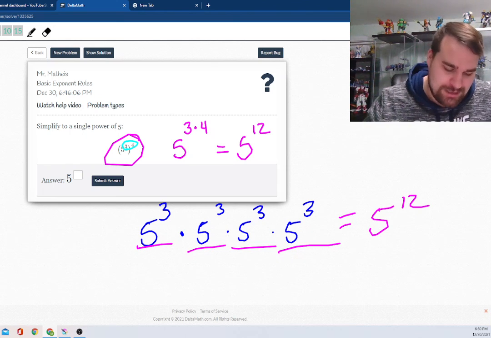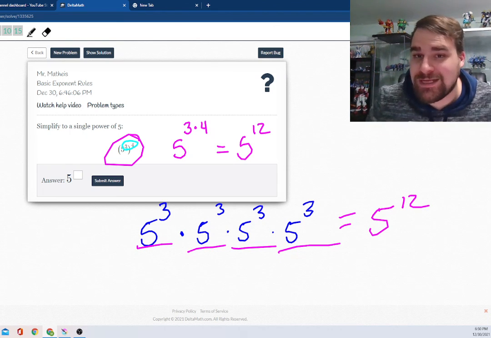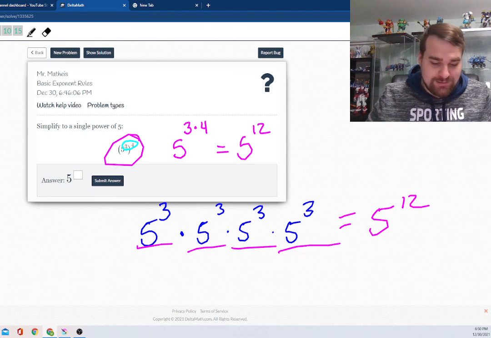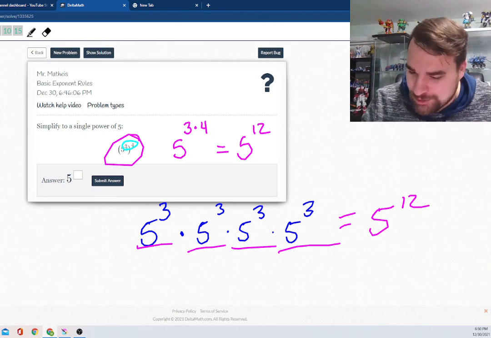Let's go ahead and type in 12 as our answer. Make sure we got it right. Got to check our work like we always do. And yeah, we'll see if it worked.